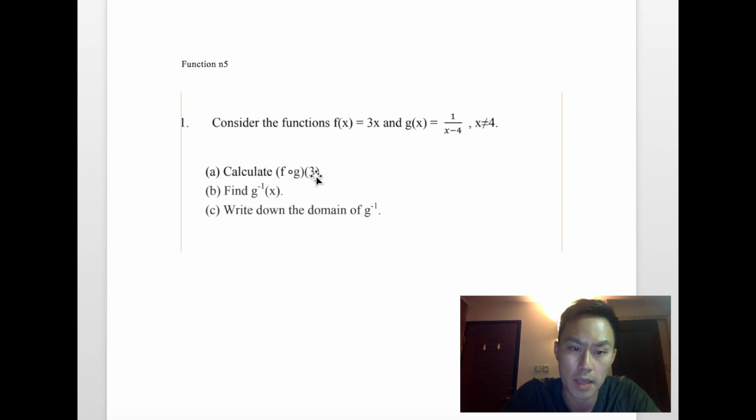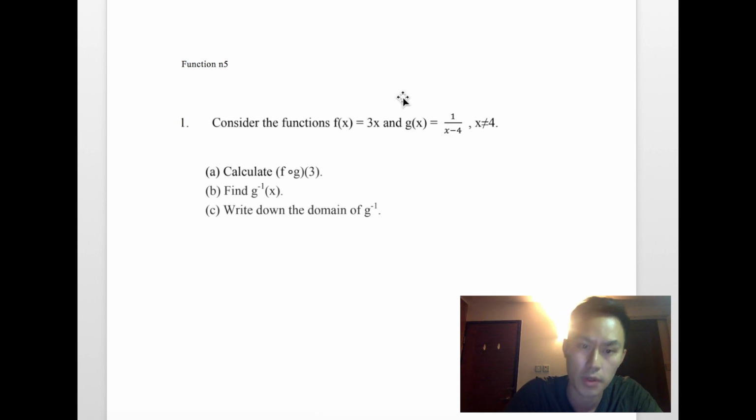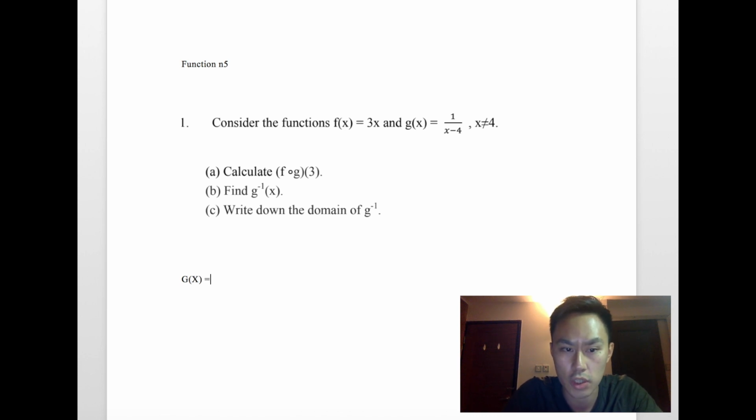f of g(x), what does that mean? You just need to put in g(3) first, so you find the value of this and then you put it back into f(x). So g(3) is equal to 1 over 3 minus 4. What do you get? You get 1 over negative 1, which is negative 1. Then we just need to put this number, negative 1, back into f(x). So f(-1) is equal to 3 times negative 1, because we have f(x) right here. That is the answer for A.